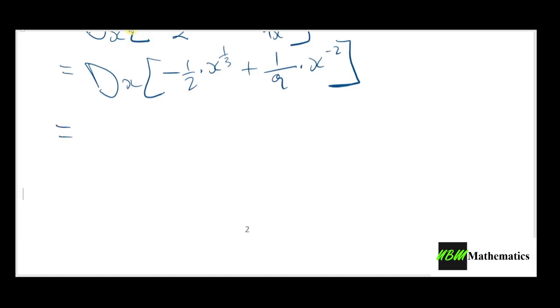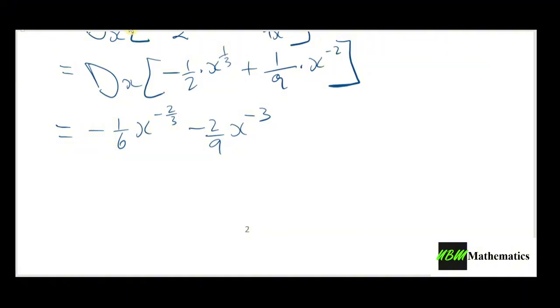Then we say equals, and from there, all the terms inside the square bracket are ready to be differentiated. Then we can differentiate, and when we differentiate, we now drop the d/dx. Then the derivative of minus 1 over 2 multiplied by x to power 1 over 3 will be minus 1 over 6 x to power negative 2 over 3. And then the derivative of positive 1 over 9 multiplied by x to power minus 2 will be minus 2 over 9 multiplied by x to power negative 3.